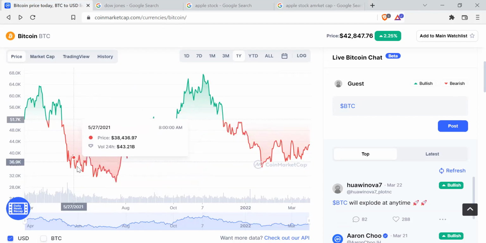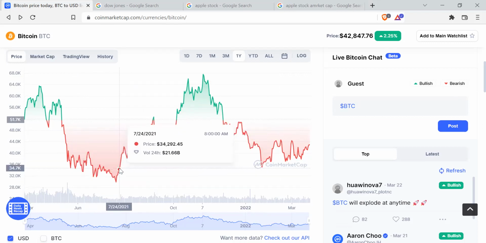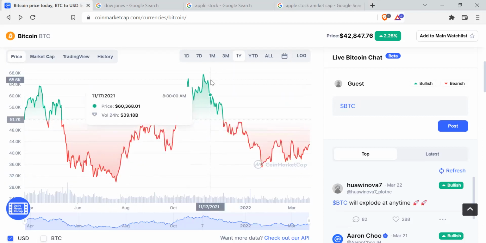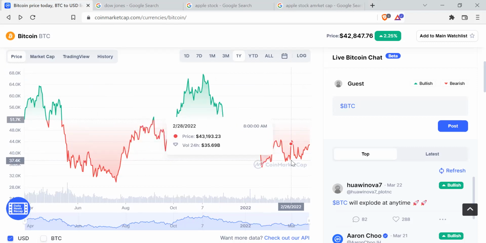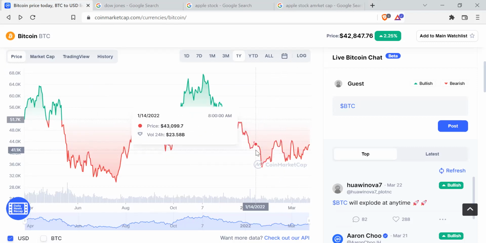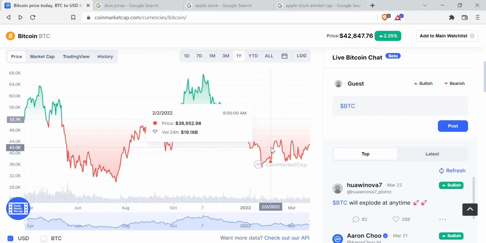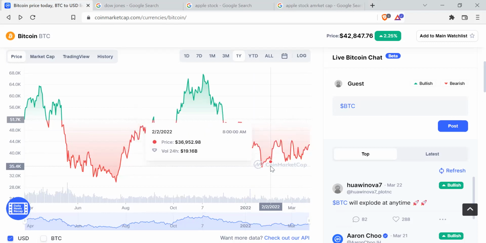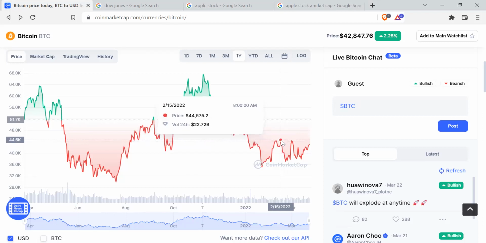So either it stays flat, consolidating, or it suddenly pumps up within a very short period of time. So right now we are consolidating again, right? So what will happen in the next coming time frame? So basically there are only three possibilities. One is that it will continue to stay flat and consolidate within this range, which is the 35,000 to 42,000 range, right?